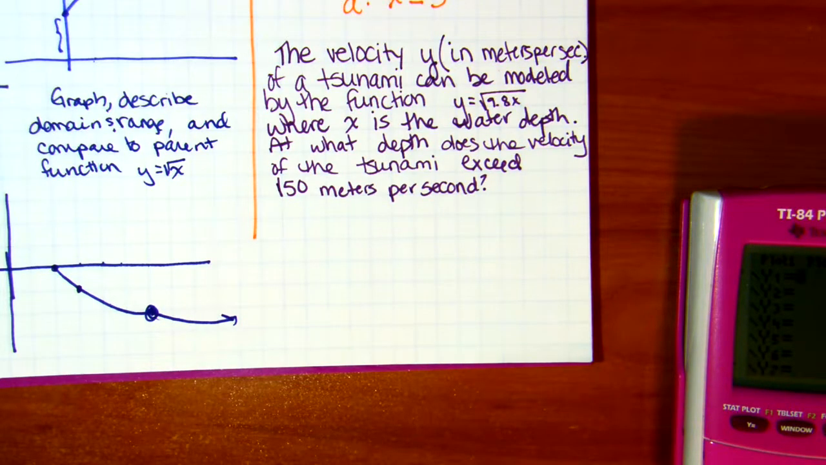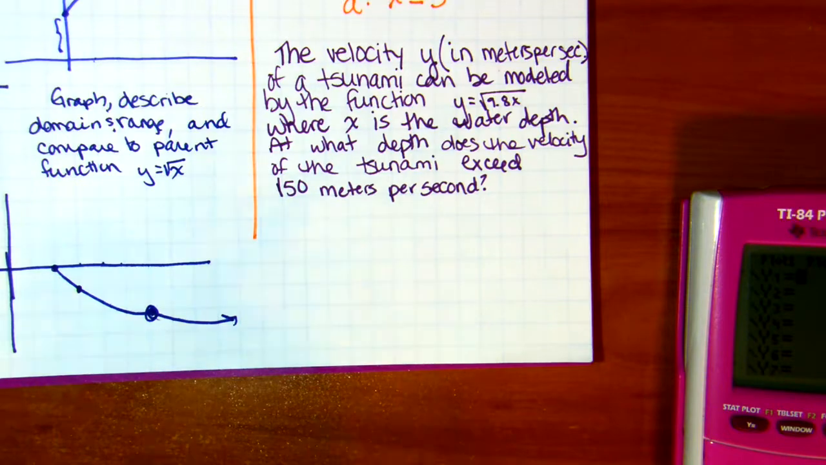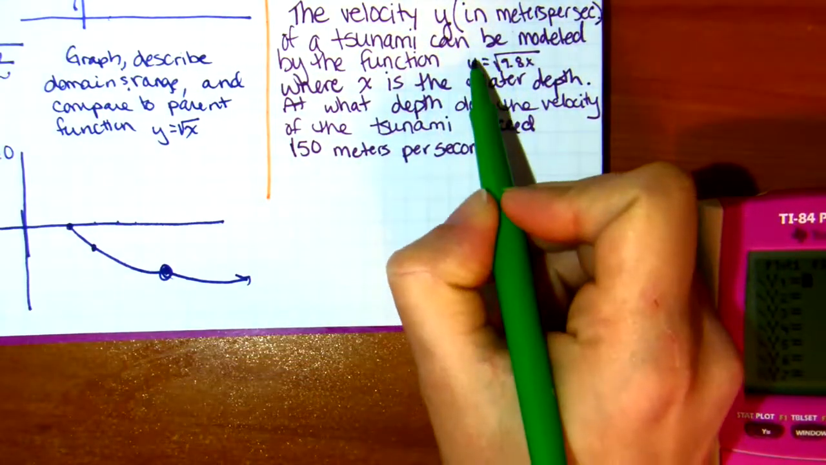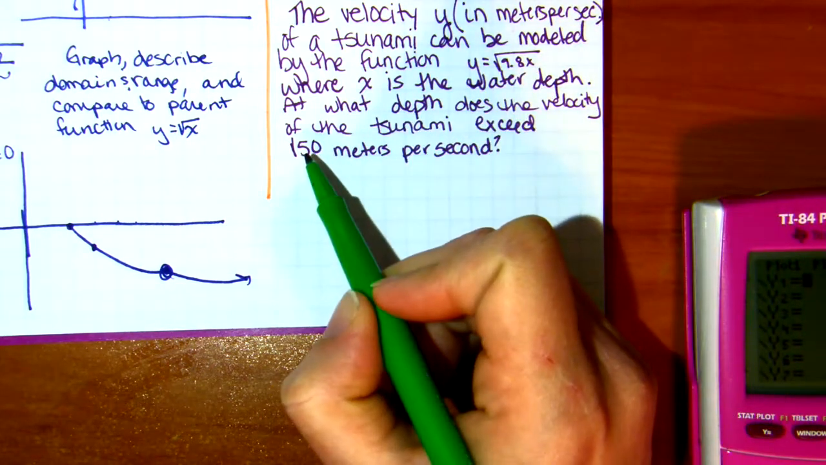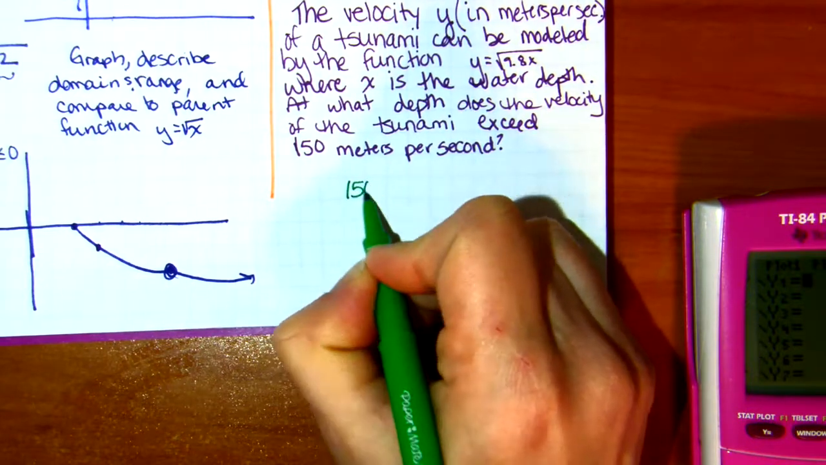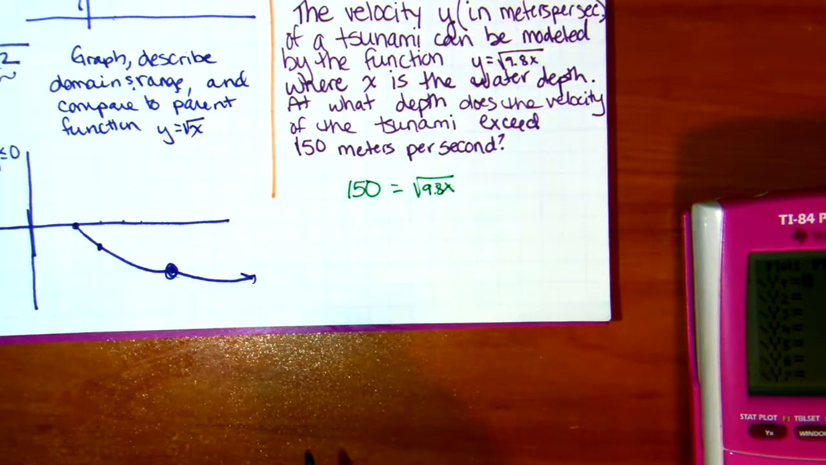Okay, our last example we're going to use the graphing calculator for. The velocity y in meters per second of a tsunami can be modeled by the function y equals the square root of 9.8 times x, where x is the water depth, and that's in meters. At what depth does the velocity of the tsunami exceed 150 meters per second? So what we're looking at here, this is how fast the tsunami is going. This is how deep the water is. We want to know, when is it going 150 meters per second? So when does this square root of 9.8x equal 150?